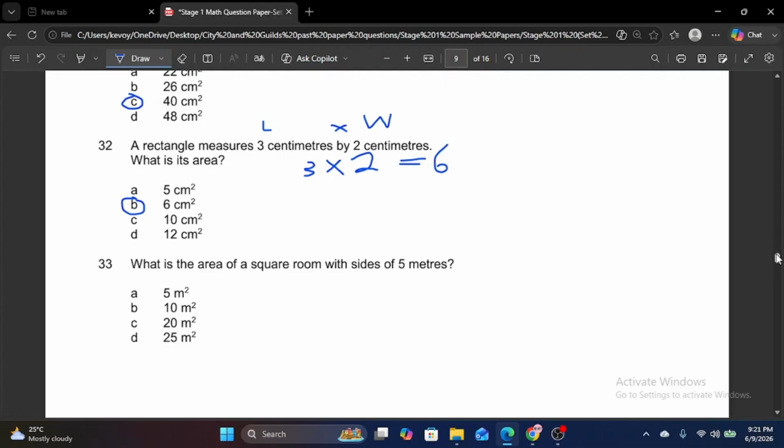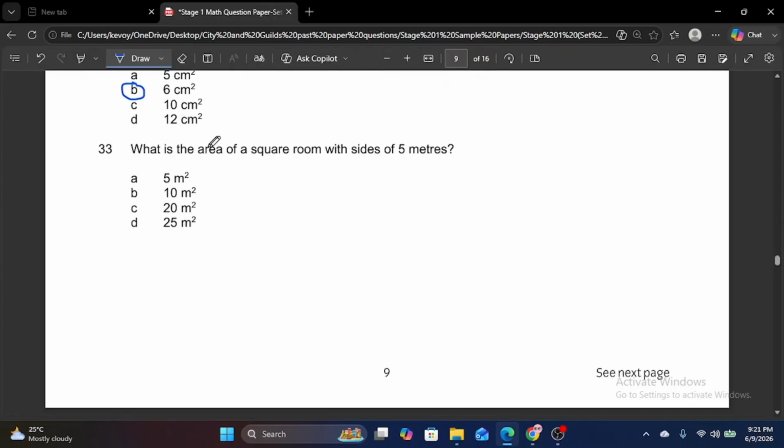And moving on to question 33. What's the area of a square room of sides 5 centimeters? So side times side. That's how we find the area of a square. And remember that a square has all equal sides. So side times side.